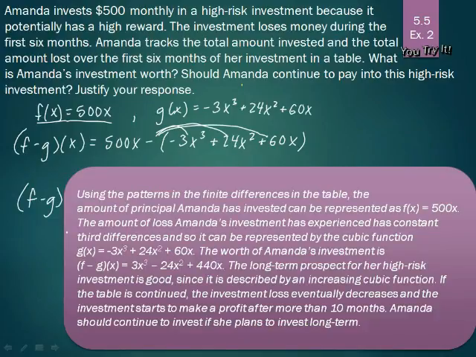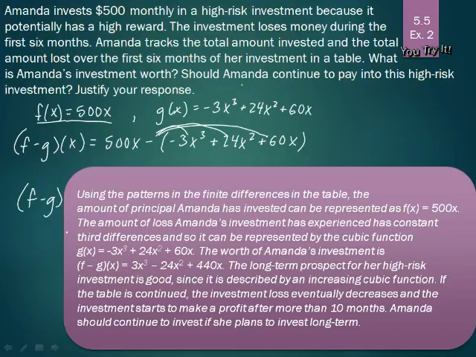Okay, so now that we have that information, we can go ahead and summarize our answer. Using the patterns and the finite differences in the table, the amount of principal Amanda has invested can be represented as f of x equals 500x. The amount of loss Amanda's investment has experienced has constant third differences, and so it can be represented by the cubic function g of x equals negative 3x cubed plus 24x squared plus 60x. The worth of Amanda's investment is f minus g of x equals 3x cubed minus 24x squared plus 440x.